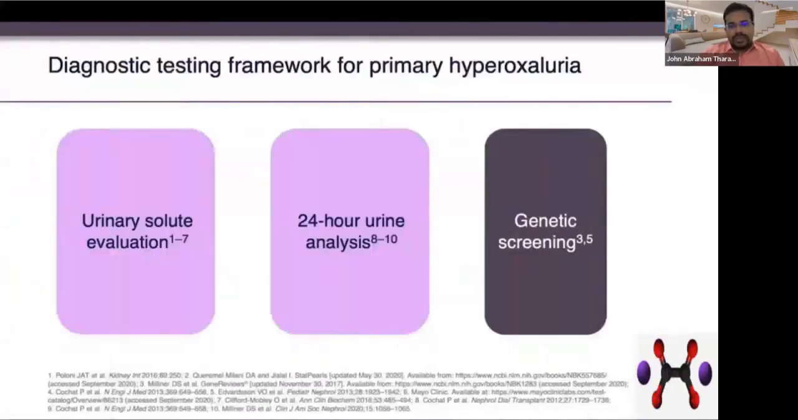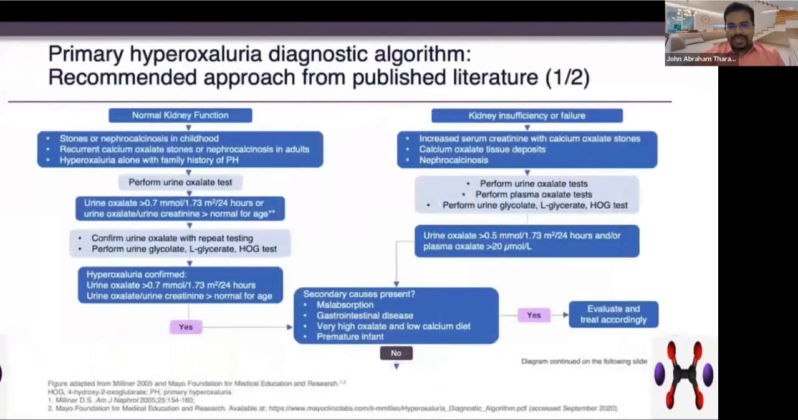So the diagnostic testing framework for PH includes urinary solute evaluation, 24-hour urine analysis, and genetic screening. There is a diagnostic algorithm we'll present in part 1 and part 2. The recommended approach: a patient with normal kidney function, stones or nephrocalcinosis in childhood, recurrent calcium oxalate stones or nephrocalcinosis in adults, or hyperoxaluria along with a family history of primary hyperoxaluria, you perform a urine oxalate test. If it is more than 0.7 millimole per 1.73 meter squared per 24 hours, or the urine oxalate creatinine ratio is more than normal for age, you confirm with repeat urine oxalate testing, and perform urine glycolate, glycerate, and HOG tests. You confirm the hyperoxaluria if urine oxalate is more than 0.7 millimole per 1.73 meter squared per 24 hours.